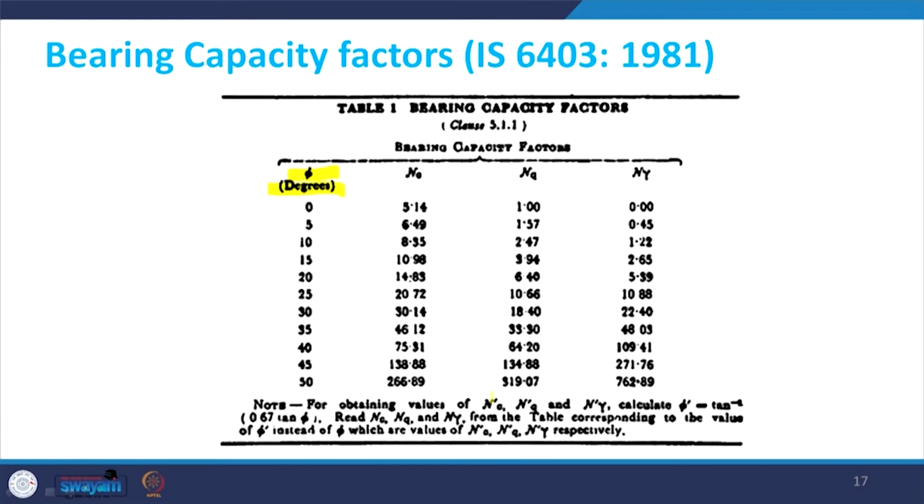One thing is different. At phi equal to 0, Nc was 5.7 for Terzaghi, but the IS code recommendation is 5.14, and Nq is 1 and N gamma is 0. So, the first row is the same as Terzaghi, except the value of Nc is different.